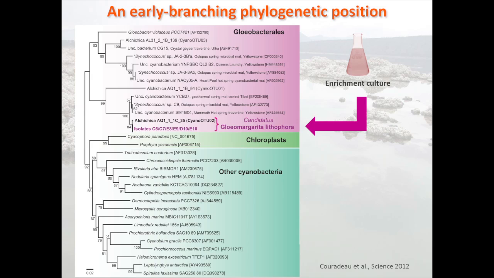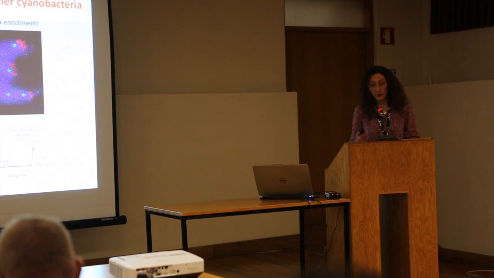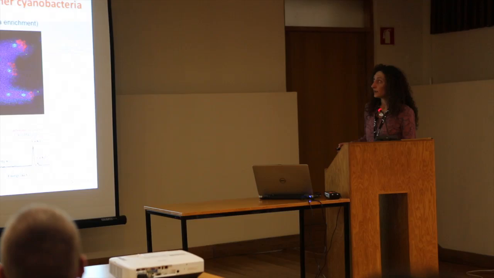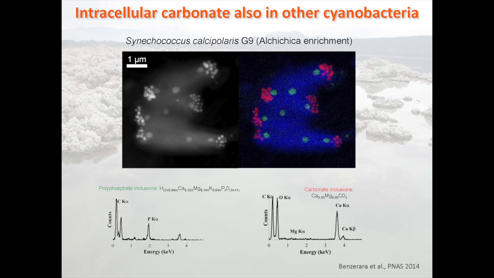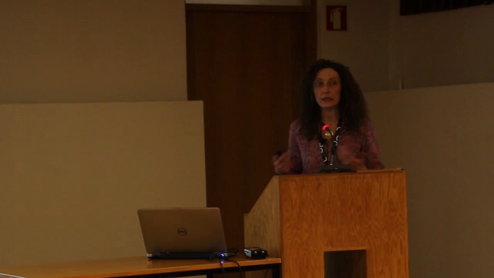cyanobacteria. But we also isolated a second one that made carbonates, this time at the cell poles here, and we call it Synechococcus calcipolaris. So you see the carbonates in red, and these in green correspond to polyphosphate inclusions. Many cyanobacteria do that. So because we detected these forms of intracellular carbonate precipitation, we wondered if this type of intracellular precipitation had escaped previous researchers.